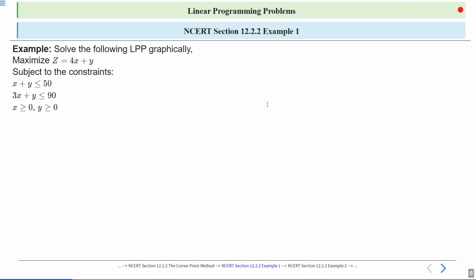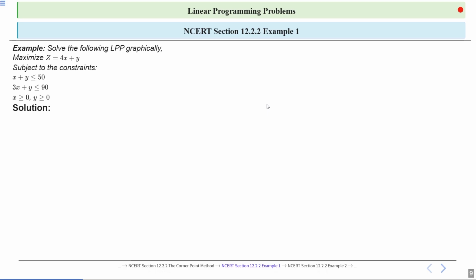So now let's look at this example. In this example, we need to solve a linear programming problem graphically. The problem provides the objective function z equals 4x plus y and three constraints: x plus y is less than or equal to 50, 3x plus y is less than or equal to 90, and x is greater than or equal to 0 and y is greater than or equal to 0. Our goal is to find the maximum value of z under these constraints. So first of all, try it yourself and then see the solution.